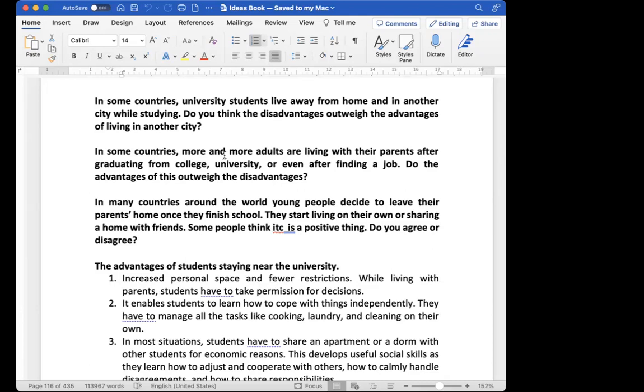And the third essay here is, in many countries around the world, young people decide to leave their parents' home once they finish school. They start living on their own or sharing a home with friends. Some people think it is a positive thing.